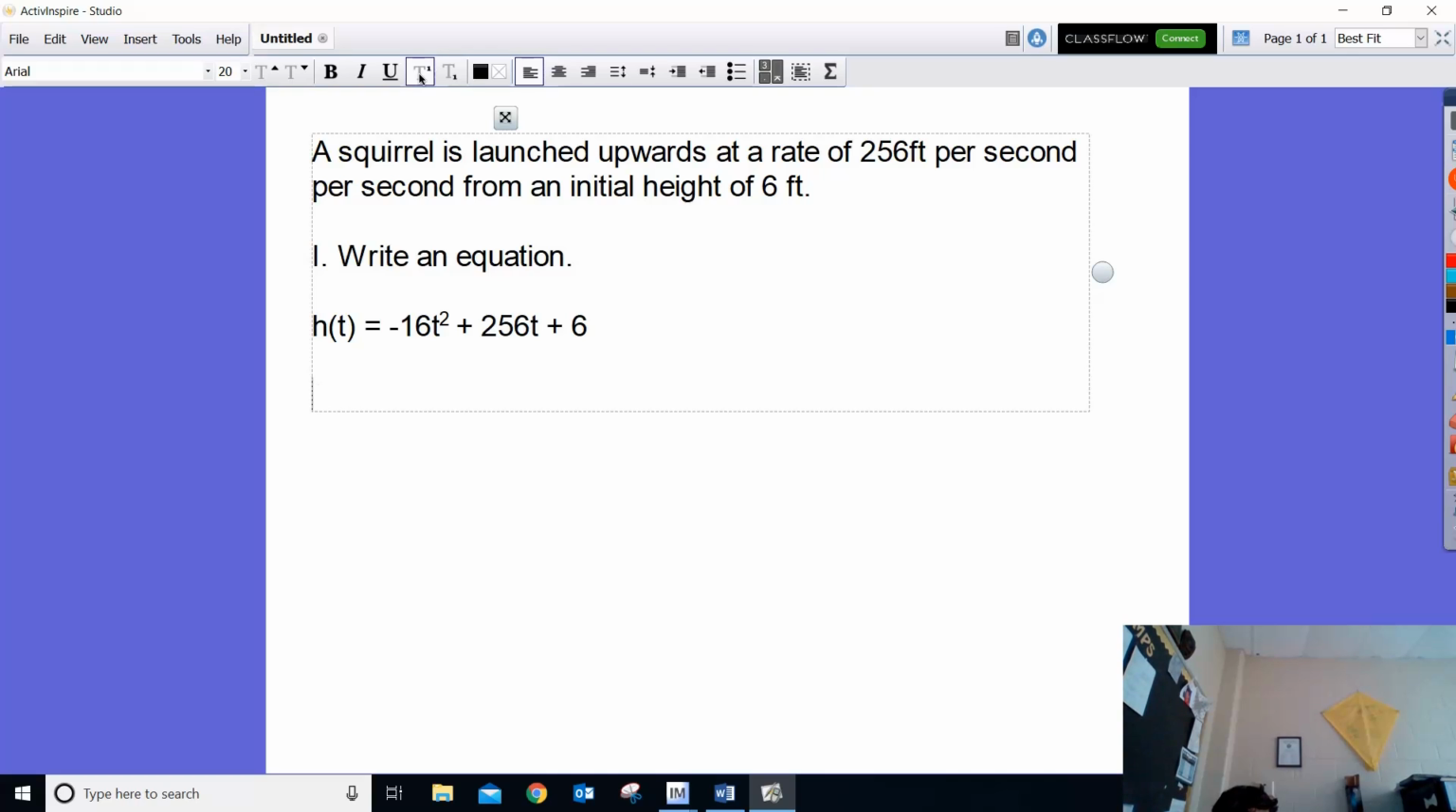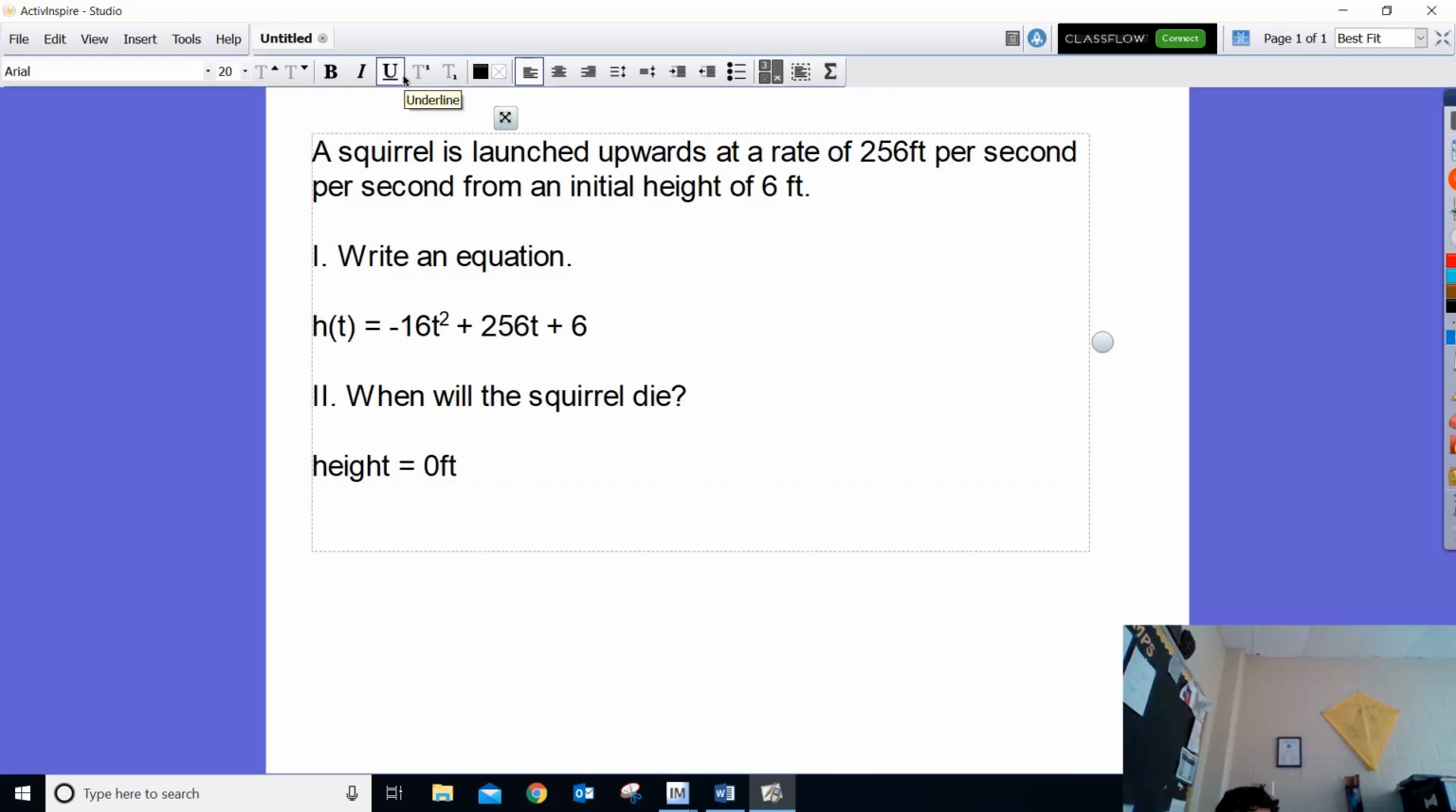All right. Let's do a couple of things with this. First off, let's find when the squirrel dies. When will the squirrel die? Christina said that you let the height be 0. Die at 0 feet. It's when it hits the ground. But if you ever watched any of those squirrel catapults, they don't launch them this far up in the sky. They just sling them across the backyard or something.